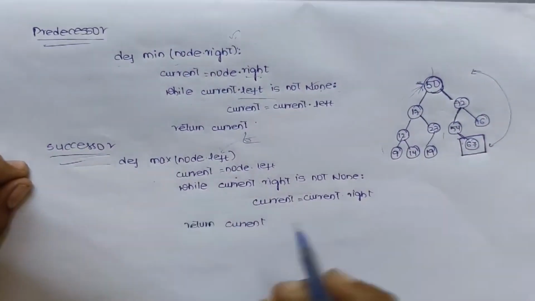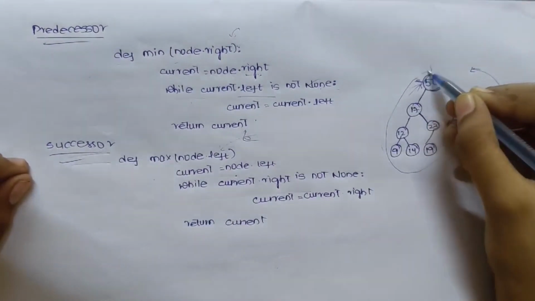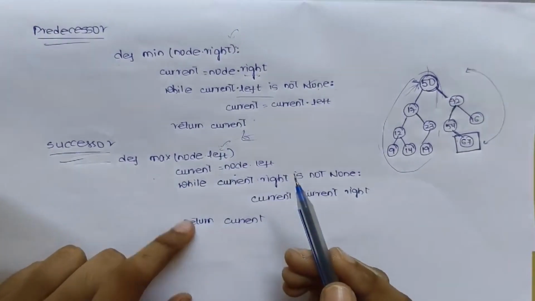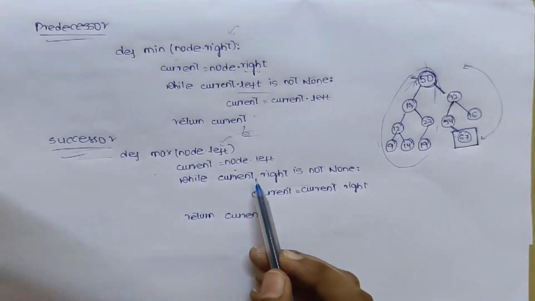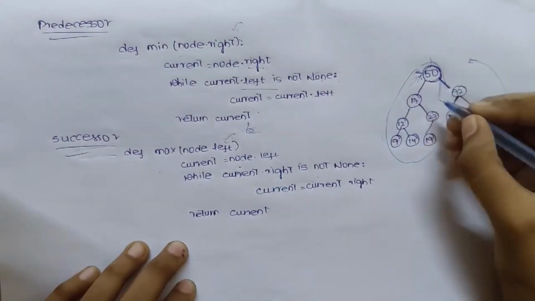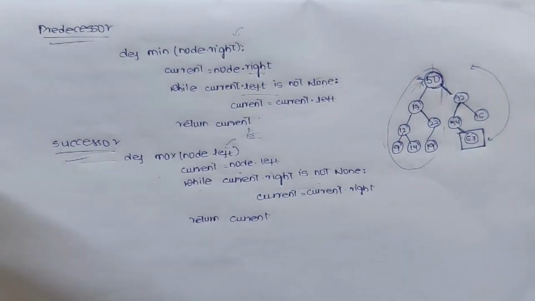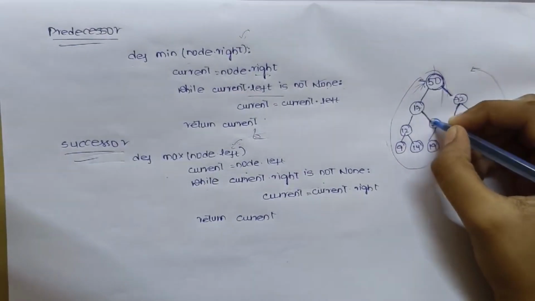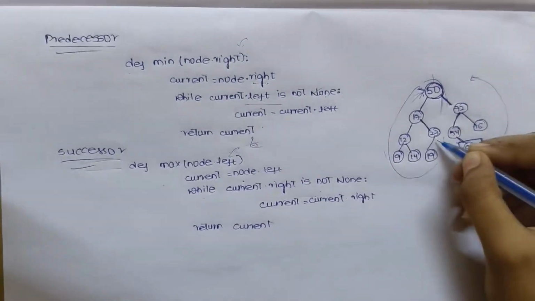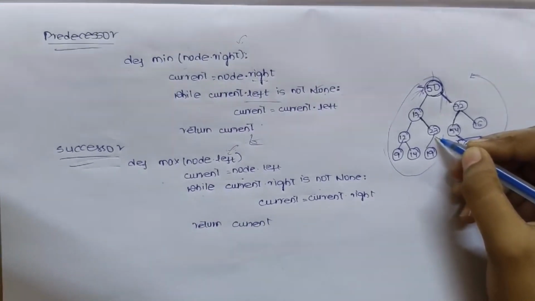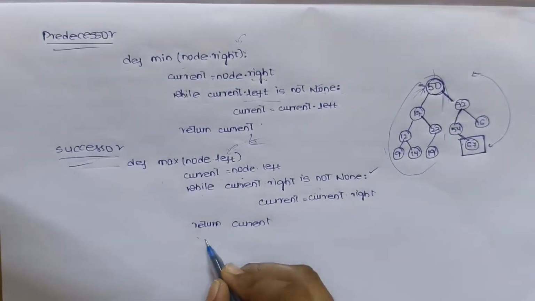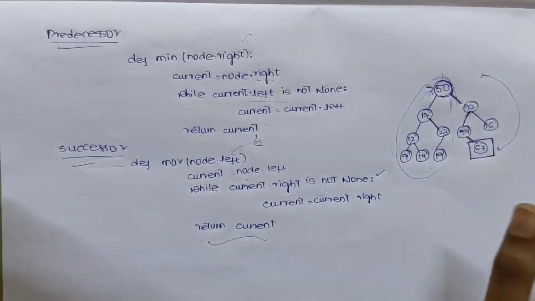Likewise, the successor. Successor is mainly found in root left, so the left side, and we send node left as a parameter and store it in a temporary current variable. The highest element in the left subtree is always found on the right side, so we go through the right side. While current right is not none, we traverse the tree, and if the condition fails, current right becomes none, and we return the current because it is the last-most node.